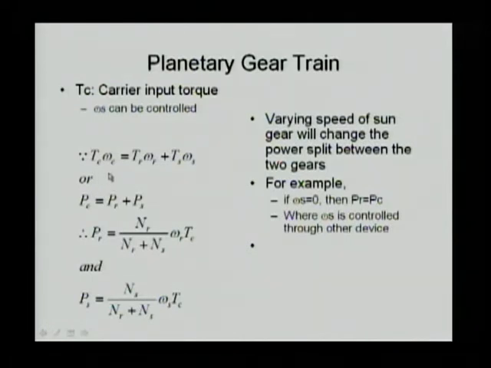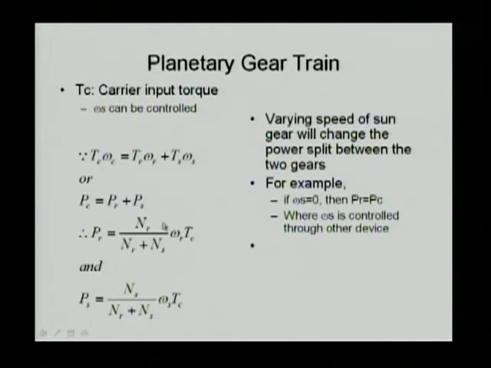So Tc times omega c, which is the carrier power, will be equal to Tr times omega r, which is ring gear power, plus Ts times omega s, which is the sun gear power. Or Pc is equal to Pr plus Ps. And then we can plug in the equation that we have from the last slide. You can see that the Pr is equal to Nr over Nr plus Ns times omega r times Tc. So that's the ring gear power. And then the sun gear power has a very similar expression. So sun gear power plus ring gear power is equal to carrier power when we neglect the losses.